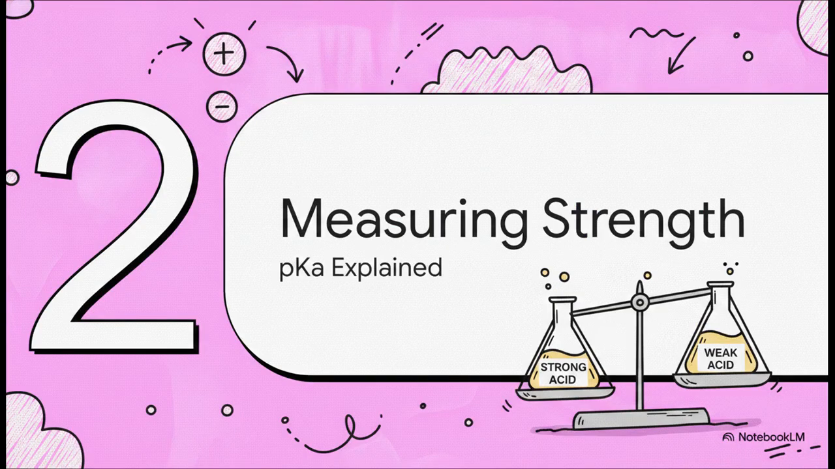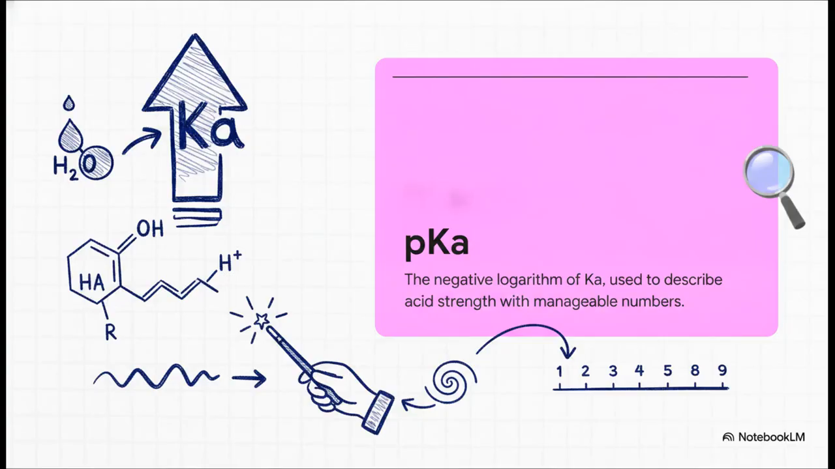Moving on to Section 2, measuring strength. Now that we know how protons and electrons are traded, how do we actually keep score? Well, in water, we measure acid strength using an equilibrium constant called Ka. The more readily a compound donates a proton, the stronger the acid, and the higher that Ka value is going to be. But here's the thing.